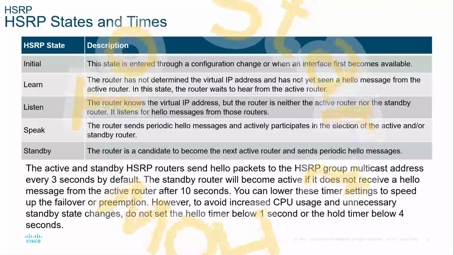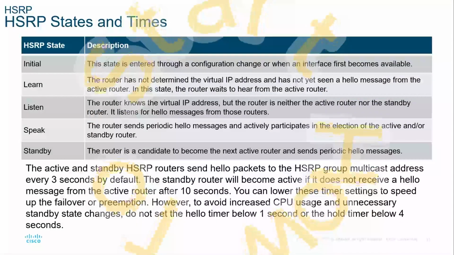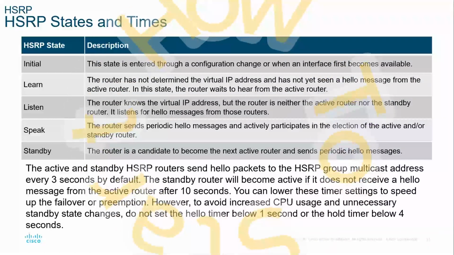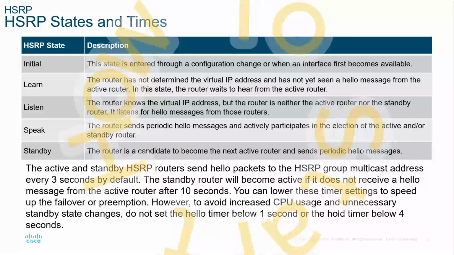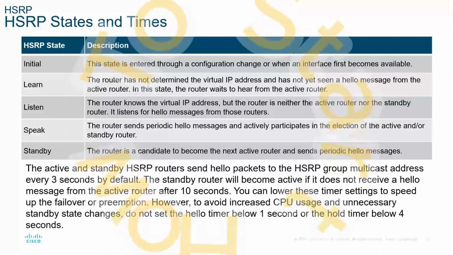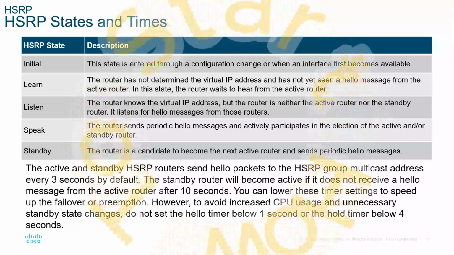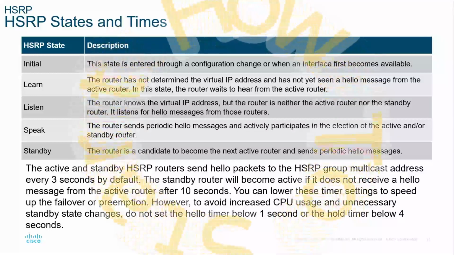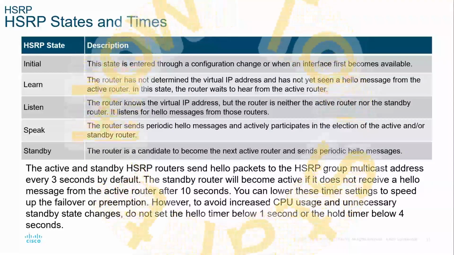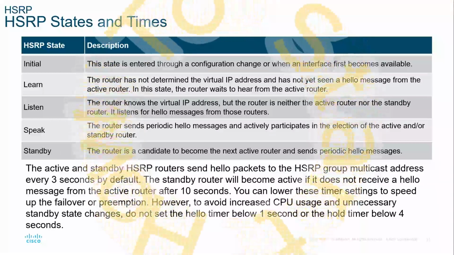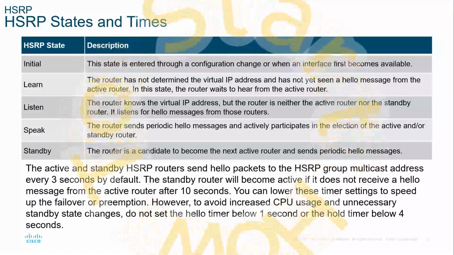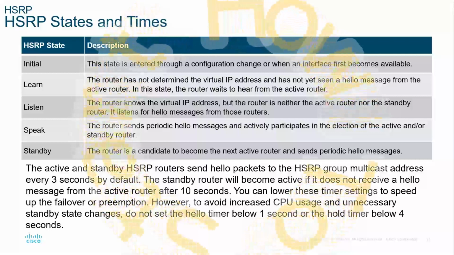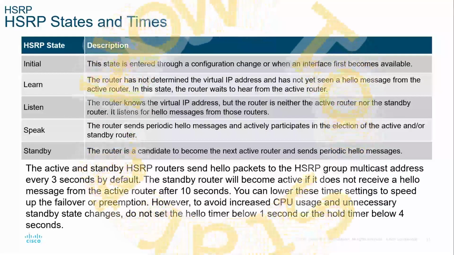There are 5 main states and timers that need to be followed when we're dealing with HSRP. The states are initial, learn, listen, speak, and standby. Initial: this state is entered through a configuration change or when an interface first becomes available. Learn: the router has not determined the virtual IP address and has not seen a hello message from the active router, so it waits to hear from the active router. Listen: the router knows the virtual IP address, but is neither the active router nor standby, so it's listening for hello messages from other routers.